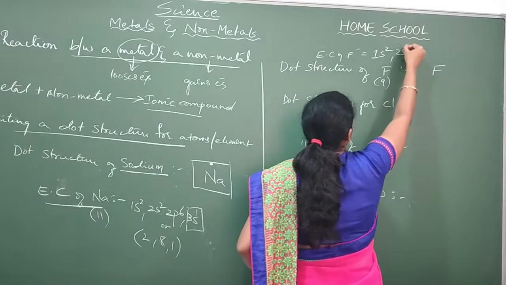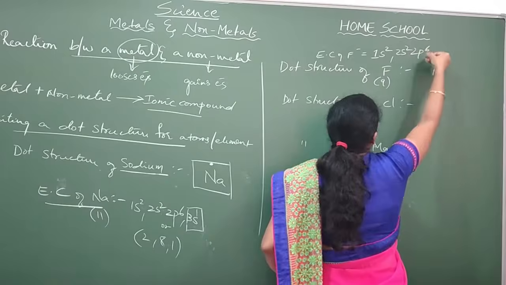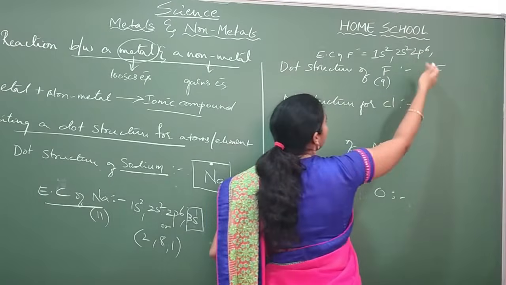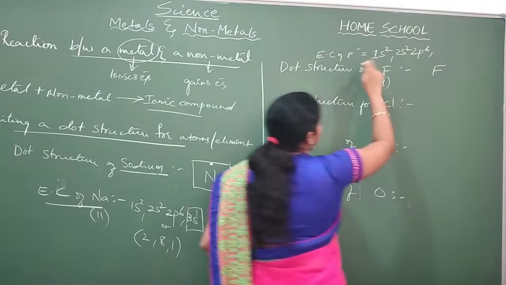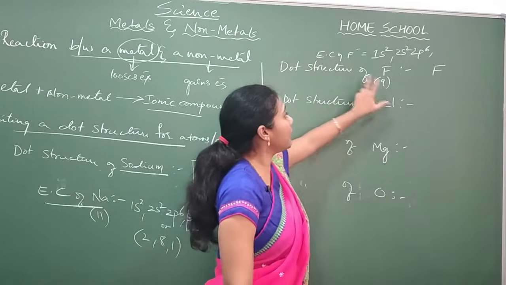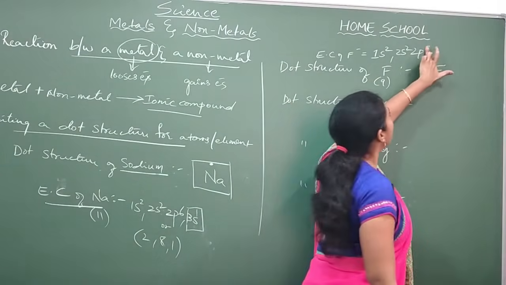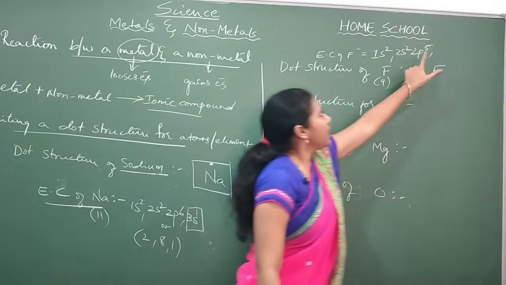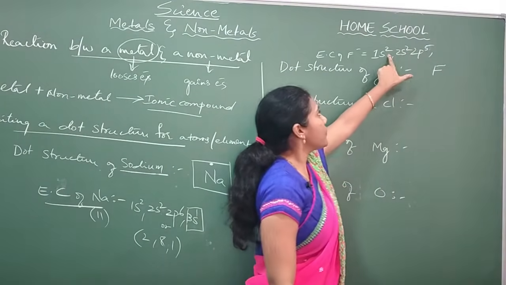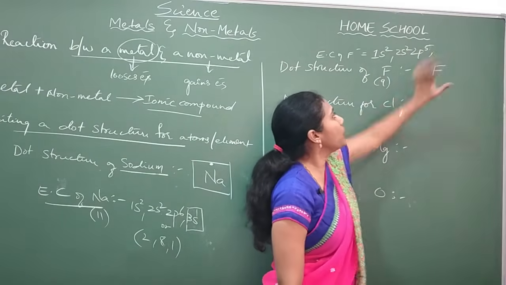Next 2s orbital, 2p, 6. After that who will come? Say how many electrons we have finished? 6 plus 2, 8, 9, 10. That means atomic number is 9, so only 9 electrons you have to show. That means here you will get 5. Yes or no? 2p5. So 5 plus 2, 7. 7 plus 2, 9. So its electronic configuration is 1s2, 2s2, 2p5.